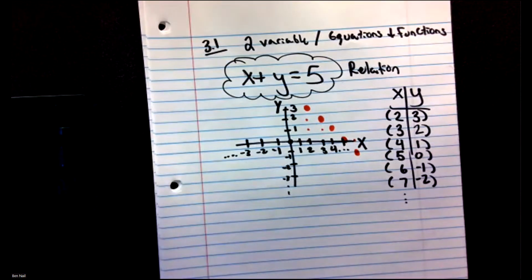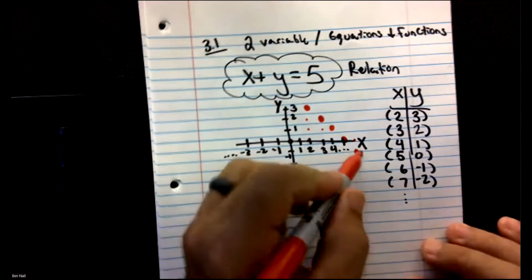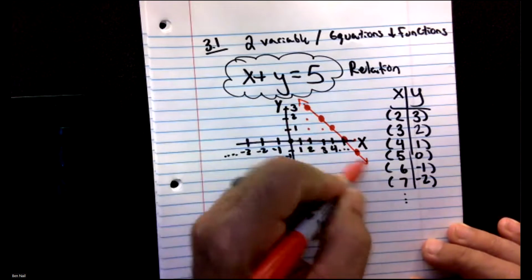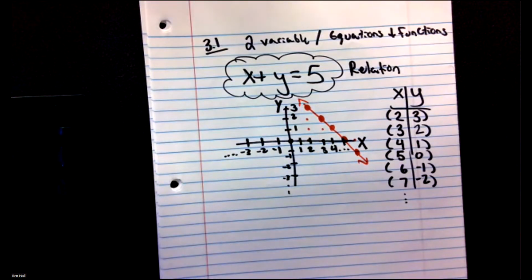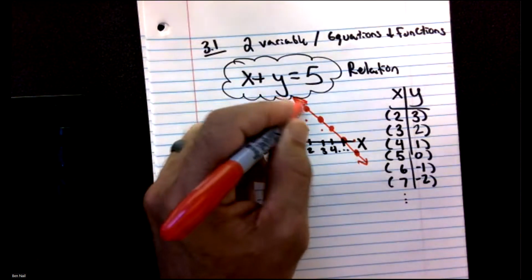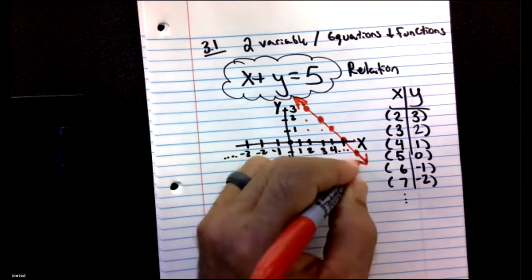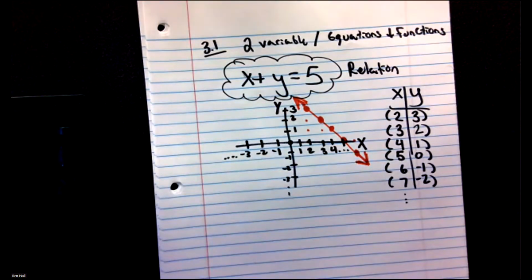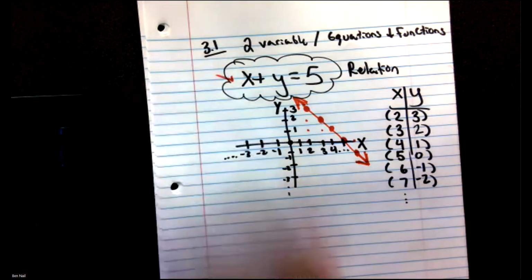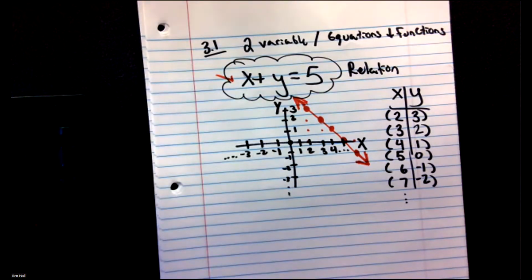And if you do this with really good graph paper and you're really neat and meticulous, then everything should fall in a perfectly straight line. And this line represents all of those possible solutions. So when we put the arrows on the end, it shows that that goes on forever. So that would include any and all possible solutions to this particular relation or equation.